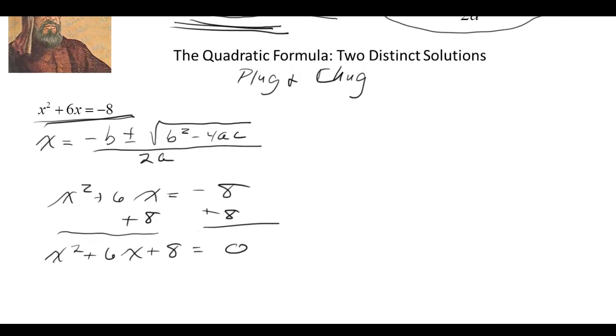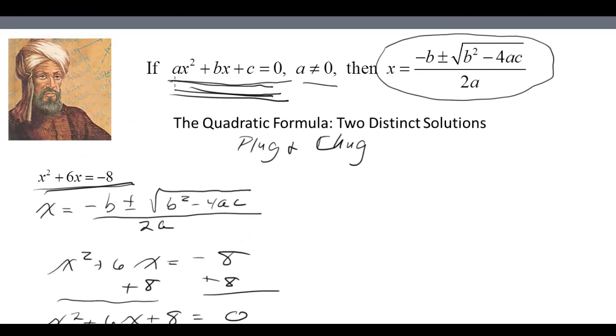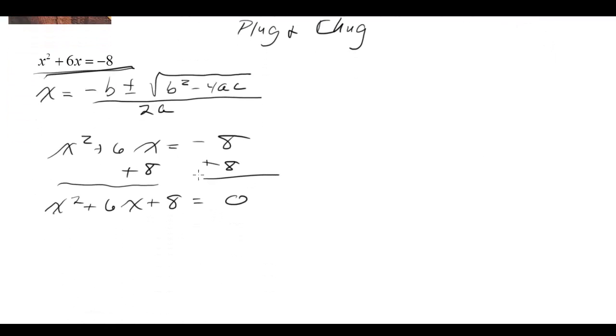Now that's the correct form, right? Here it is. I have x squared plus x plus something equals 0. Excellent. So this tells me a, well, that's implicit, 1. a equals 1. b is this guy. b equals 6. And c, that's this guy, equals 8.